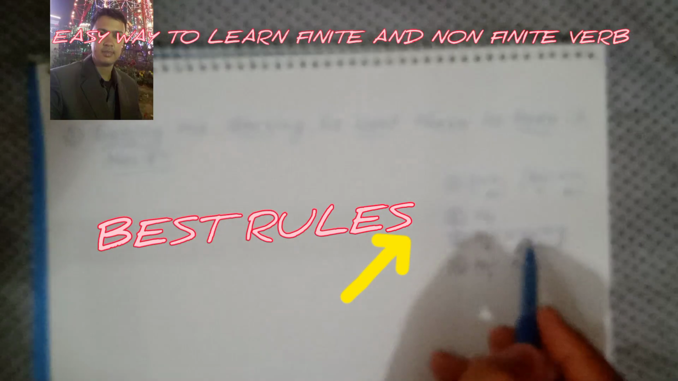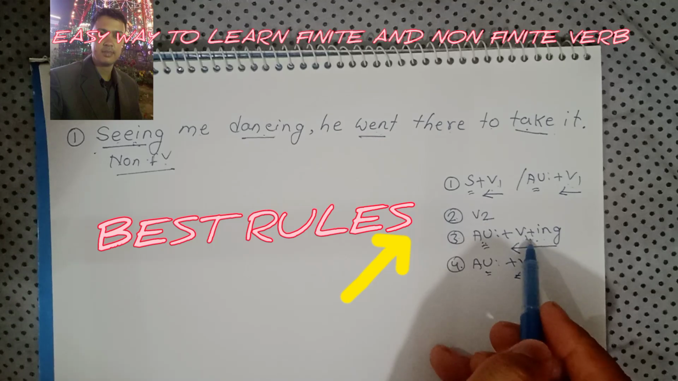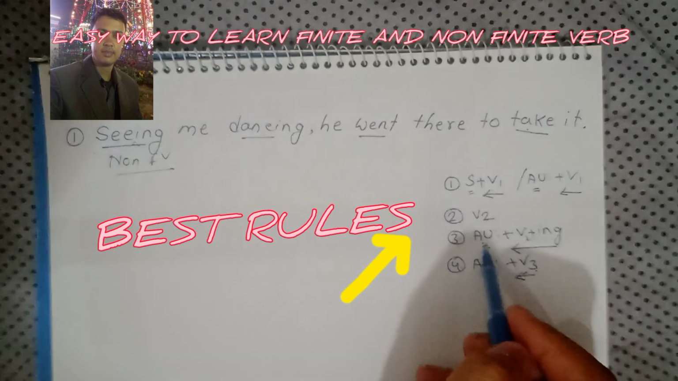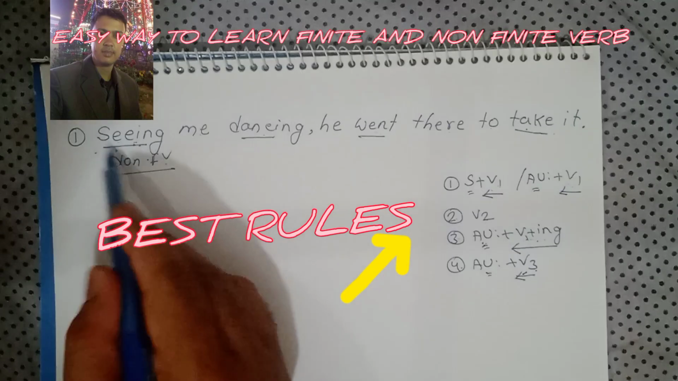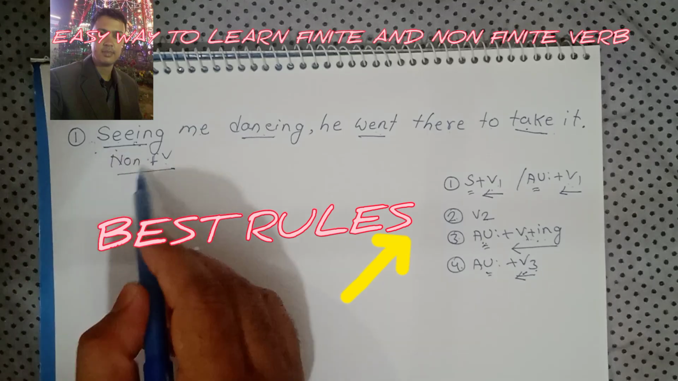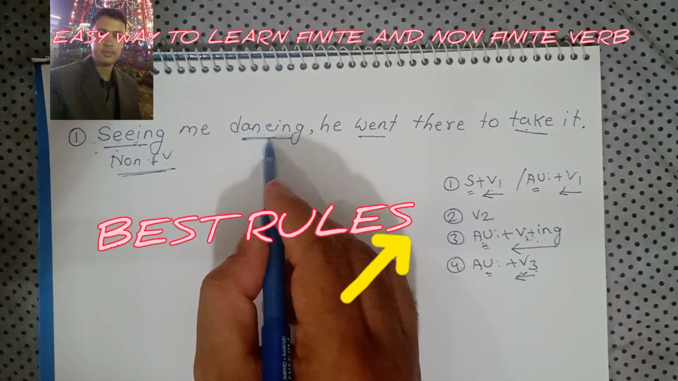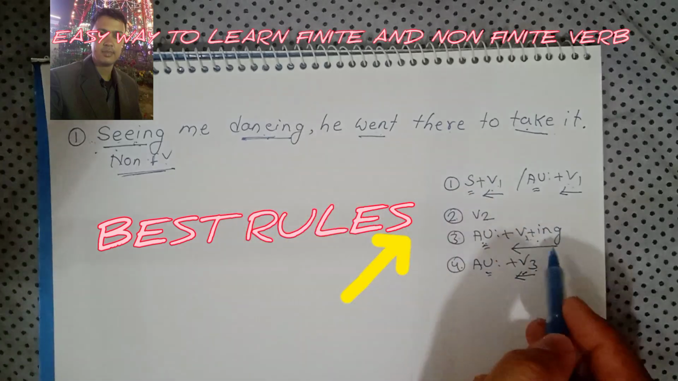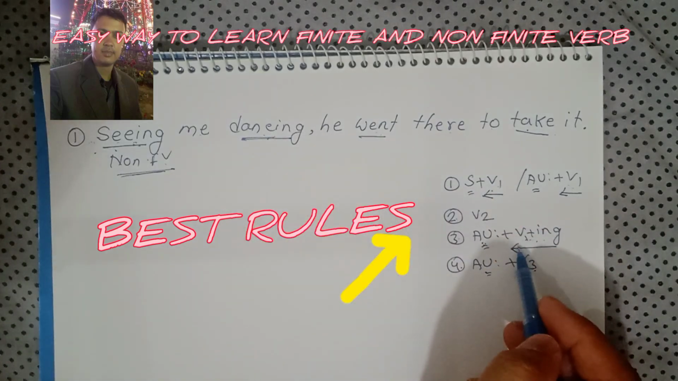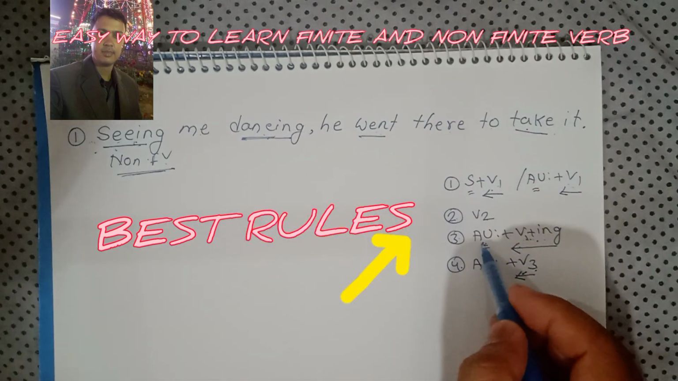And the first one is sing. Before sing, there is no auxiliary verb. If you find any auxiliary verb before the verb which contains ing, then the verb containing ing will be a finite verb. The next one is dancing. There is no auxiliary verb before dancing. That's why dancing is here also a non-finite verb, because there is no auxiliary verb.